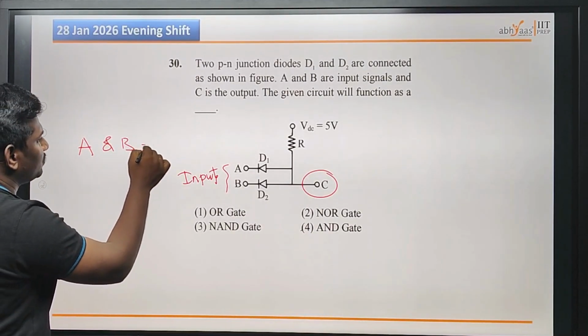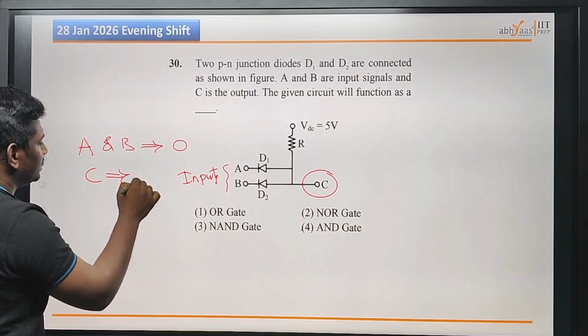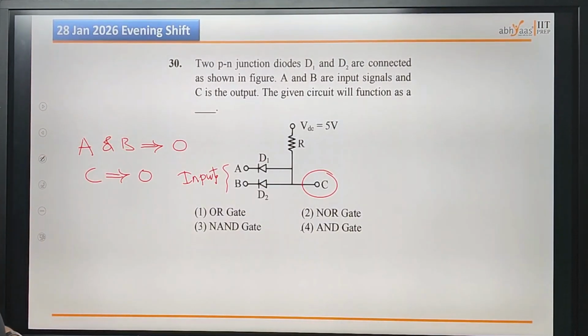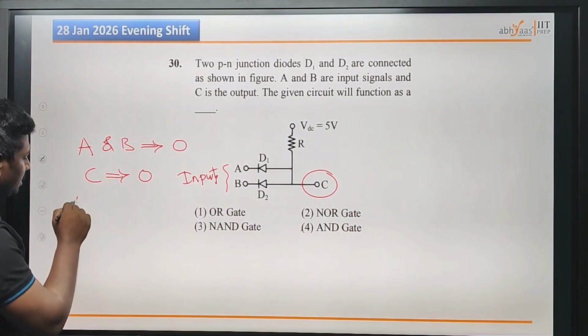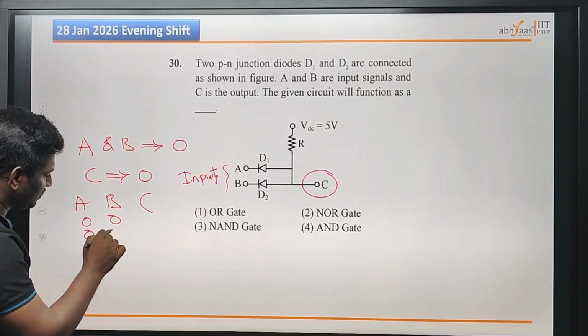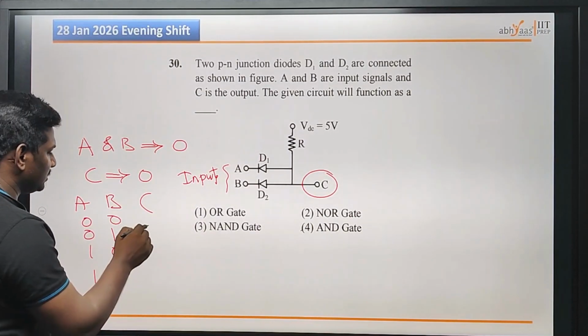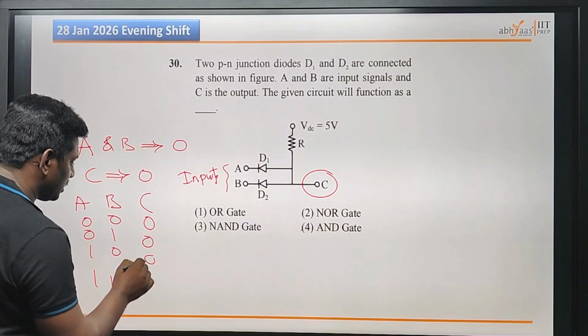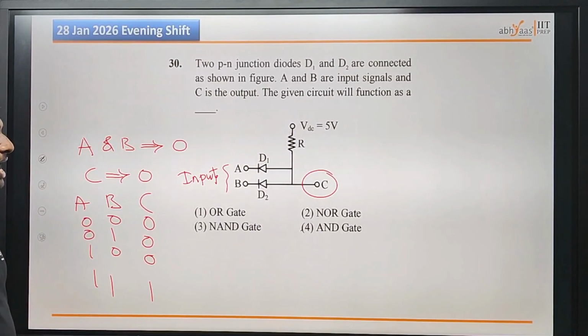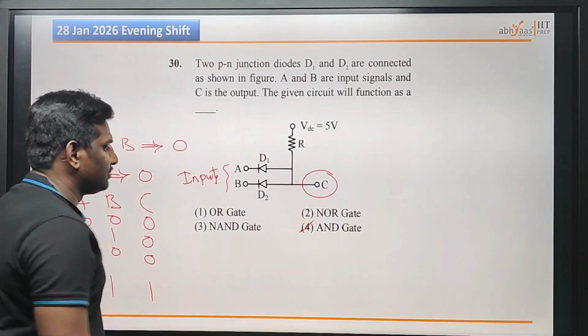If A or B is 0, then you will get C equal to 0. Any one of A or B being 0, you will get 0 output. I am writing here A, B, C: 0 0 0, 0 1 0, 1 0 0, 1 1 1. If two are high potential, you will get 1. So this is the truth table for the AND gate.